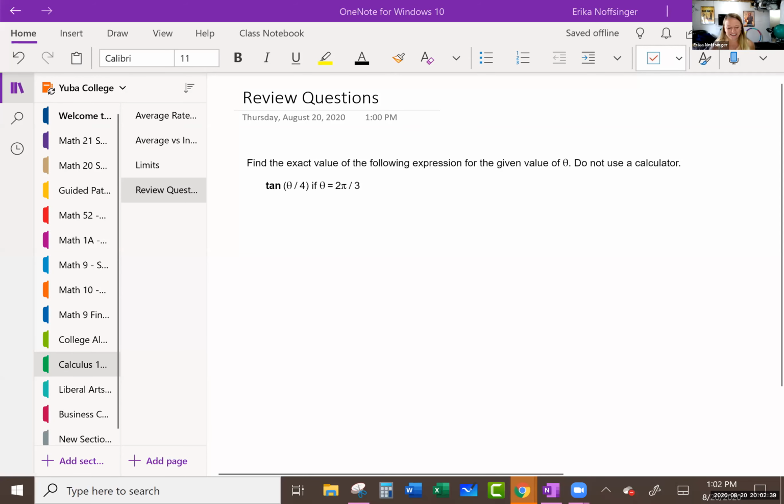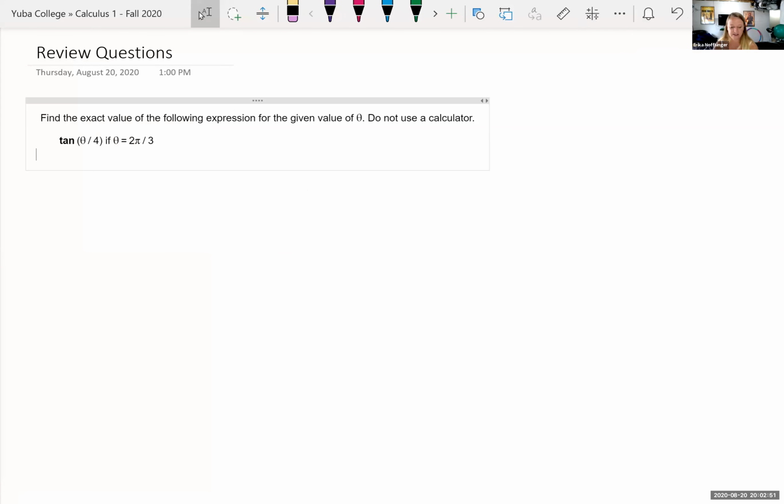Okay, so we're just taking a moment and going over one of the homework questions, or actually one of the review questions in the Chapter 2 skills quiz. This says we're going to want to find the value of the following expression for the given value of theta. We're given that theta is equal to 2 pi thirds. So we want to go back in here, and wherever we see theta in our expression, we're going to rewrite that with 2 pi thirds.